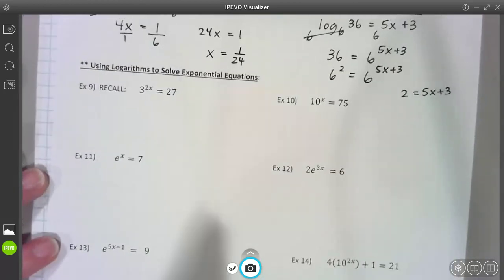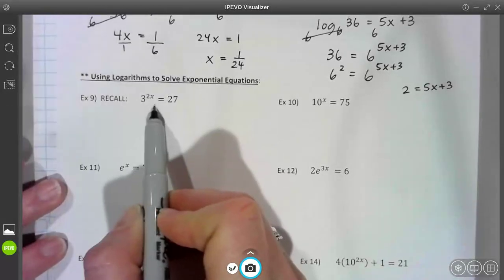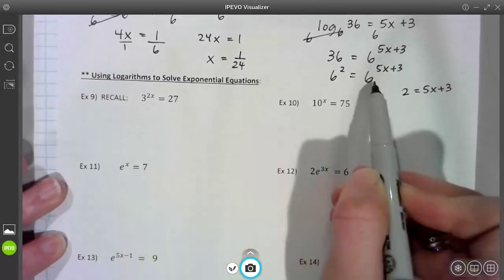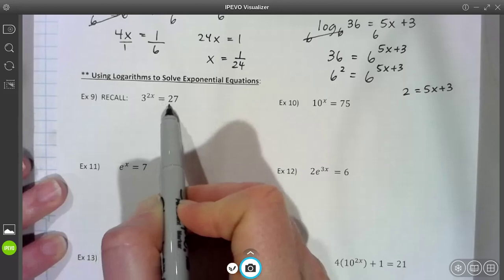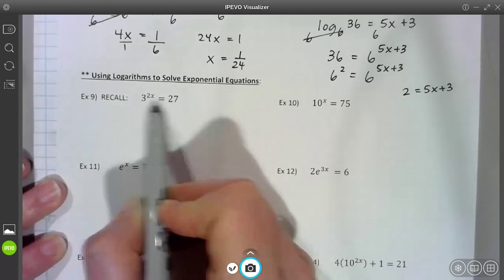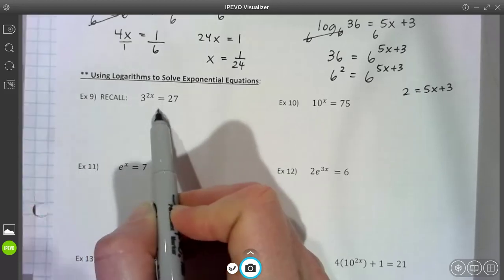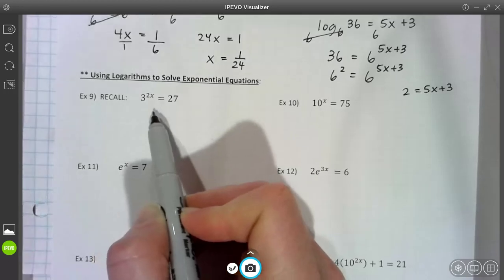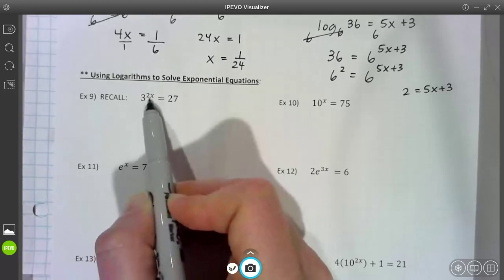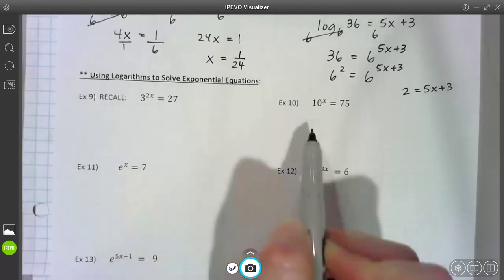All right, well, guys, I was going to start with this one, but this one is just like this. It's one of the ones where you could rewrite 27 as 3 to the third and set your exponents equal. It's one of those equations that you don't need a log in order to answer and find out what that missing x value is up in your exponent. So let me just jump right to this one.